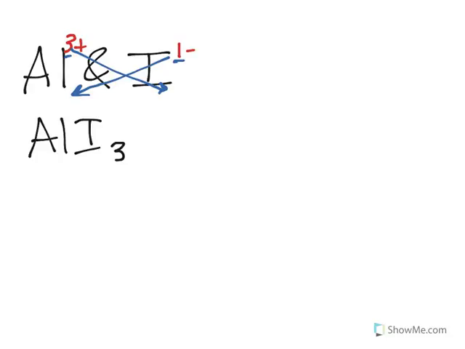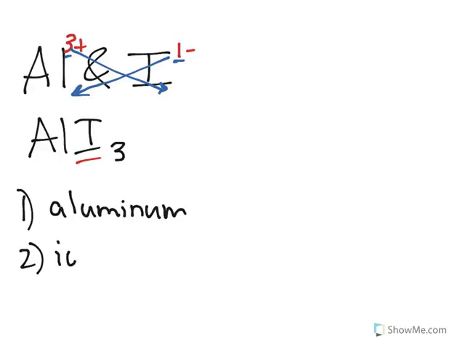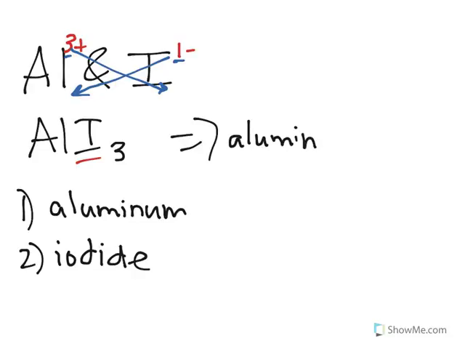And nothing changes just because there's different numbers here. Nothing changes about the naming. Step number 1 says still name the metal, which in this case is aluminum. Step number 2 says name the root of the nonmetal, which our nonmetal is underlined in red. It's just iod. And then add the IDE ending. So then we combine them and we get aluminum iodide.